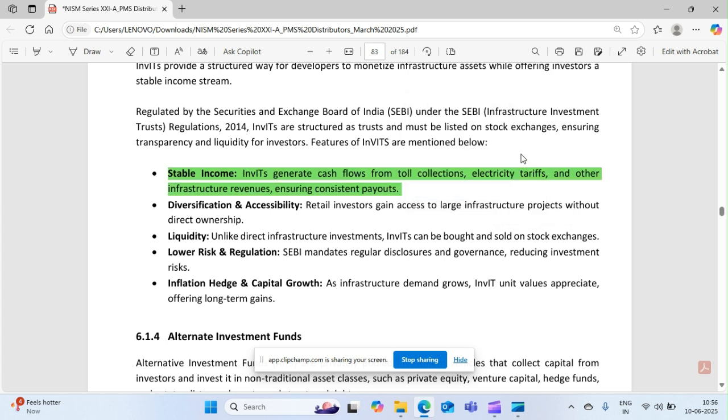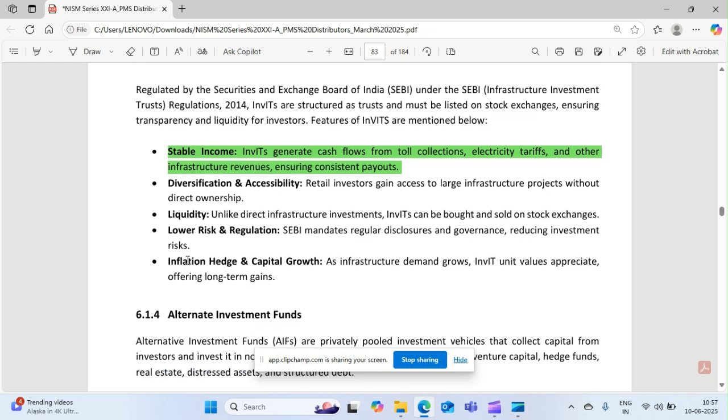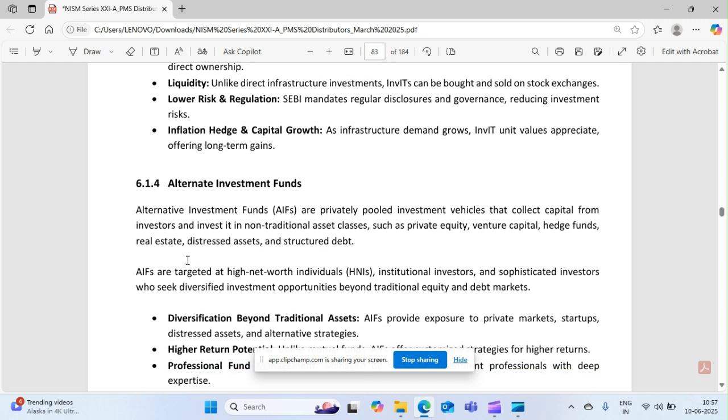So mutual funds make money from increase in the share price. REITs from the rental yield and dividend. And here you get it from toll collection, electricity tariff, and other infrastructure revenue. They are diversified. They have liquidity, lower risk and regulation, and inflation hedge. Again, almost the same logic that we had in the case of the real estate investment trust.